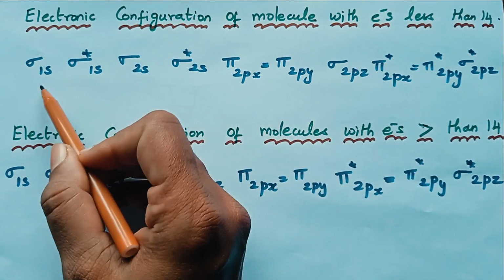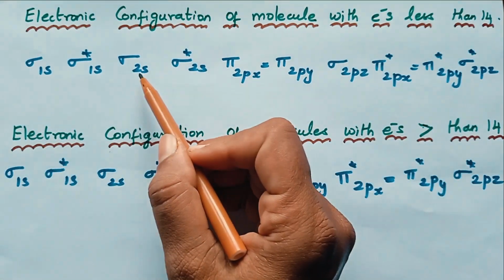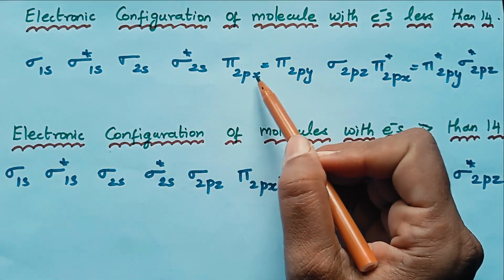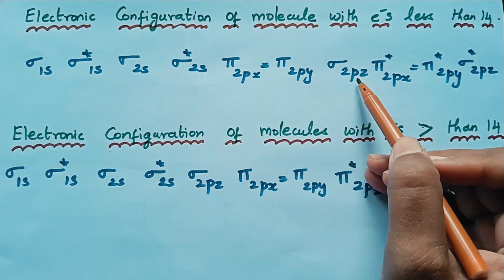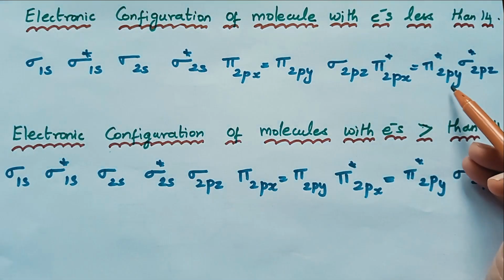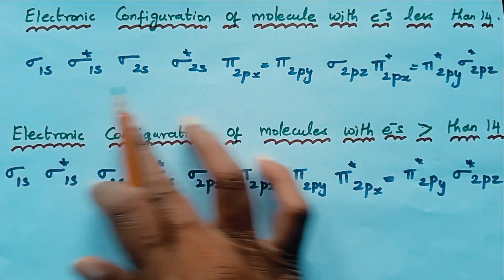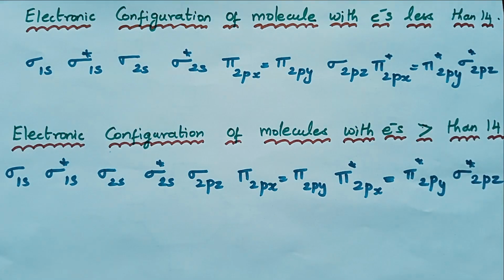So the order is sigma 1s, sigma star 1s, sigma 2s, sigma star 2s, and then pi 2px equal to pi 2py, then sigma 2pz, pi star 2px equal to pi star 2py, sigma star 2pz. You have to remember this order, children. Then only, whatever molecule they give, you can write the electronic configuration.